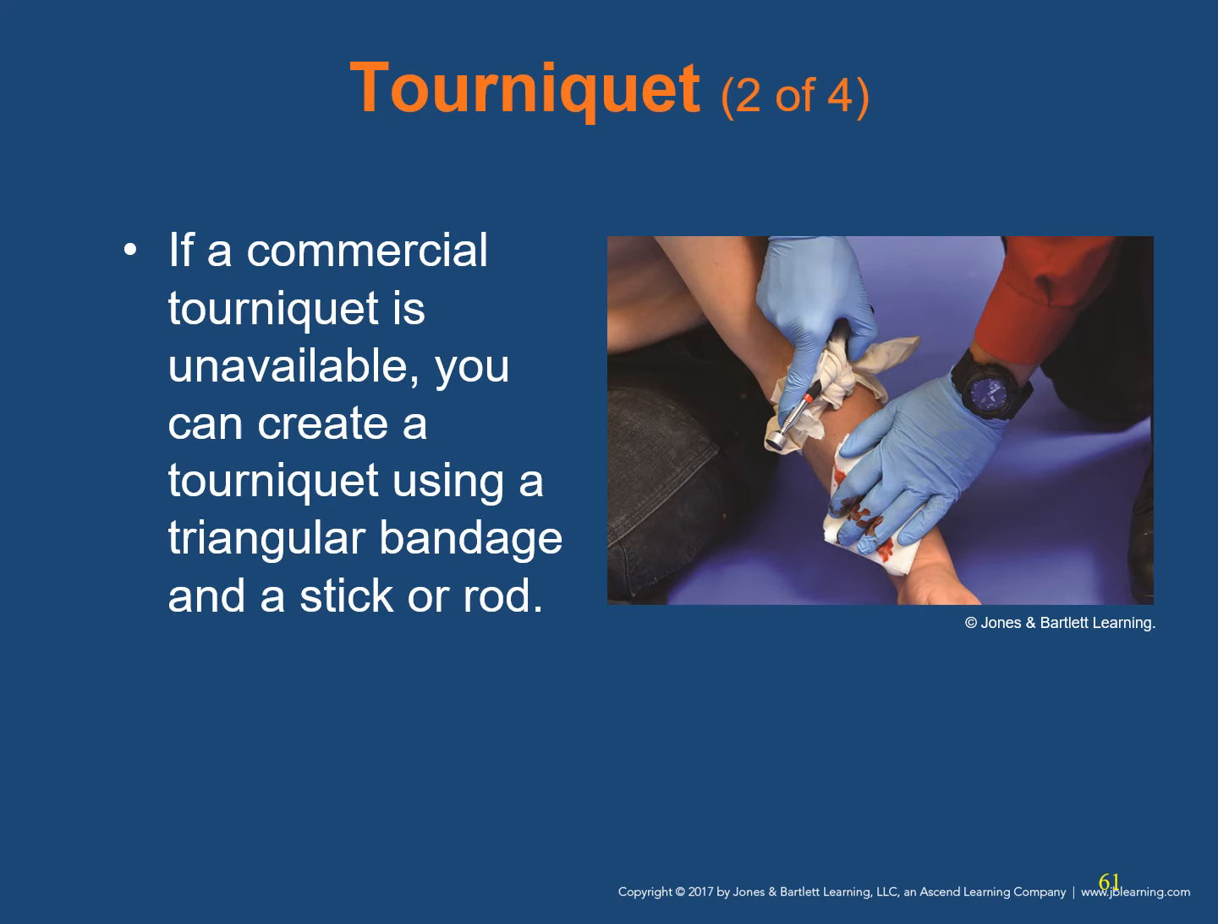Fold the triangular bandage until it's 4 inches wide and at least 6 or 8 layers thick. Wrap the bandage around the extremity twice. Place the bandage high and tight, proximal to the injury. Tie one knot in the bandage. Place the stick or rod on top of the knot and tie the ends of the bandage over the stick in a square knot. Use the stick or rod as a handle and twist it to tighten the tourniquet until the bleeding has stopped. Secure the stick in place and make the wrappings neat and smooth. As a last resort, you can use a blood pressure cuff as a tourniquet.